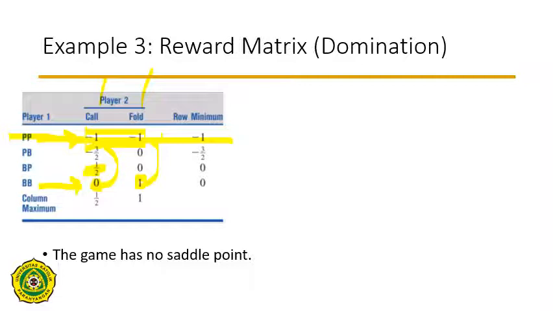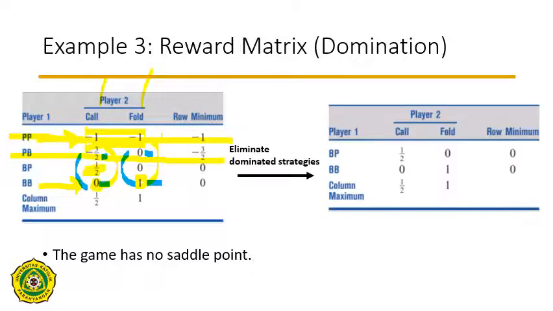Similarly, you can say PB is dominated by BB because in whatever condition, BB is always better than PB, right? 0 is better than -3/2, 1 is better than 0. So if any strategy is dominated by any other strategy in this matrix with respect to a particular player, then we can just eliminate the strategy. Now, after eliminating the dominated strategy, this is our final reward matrix.